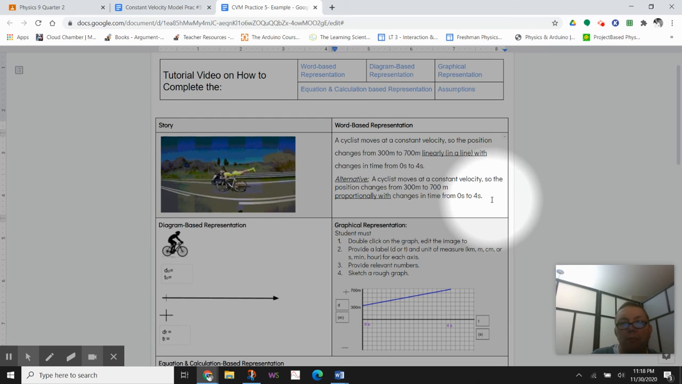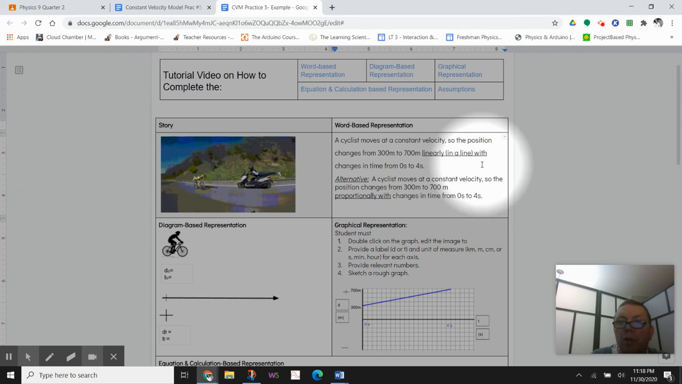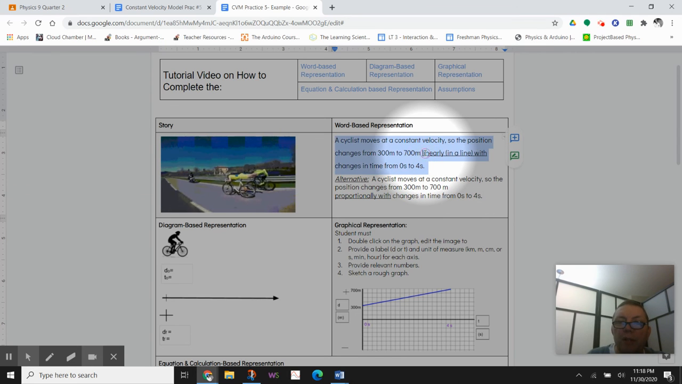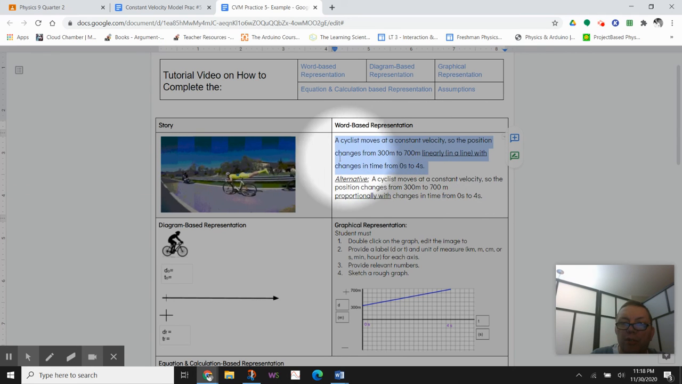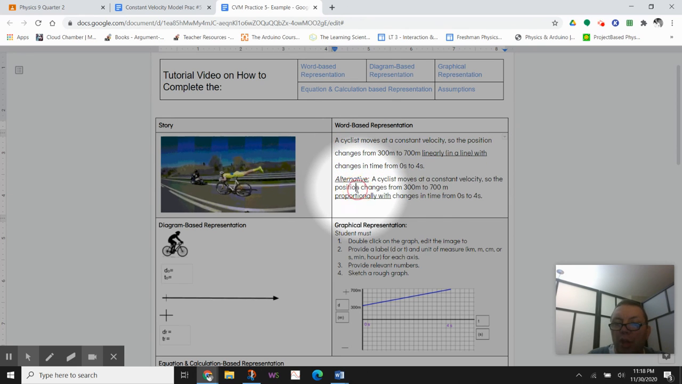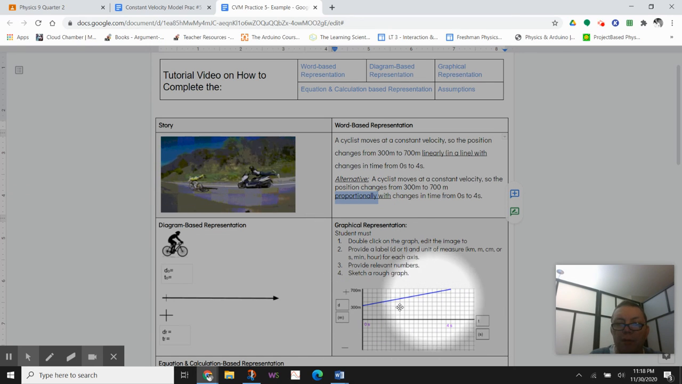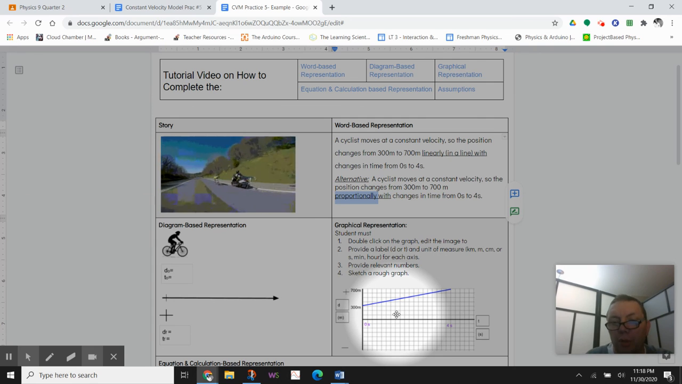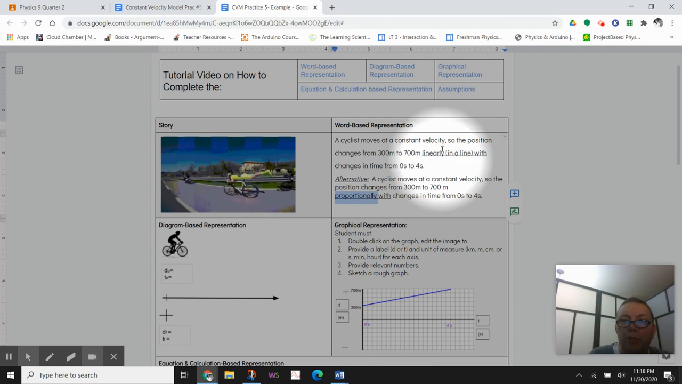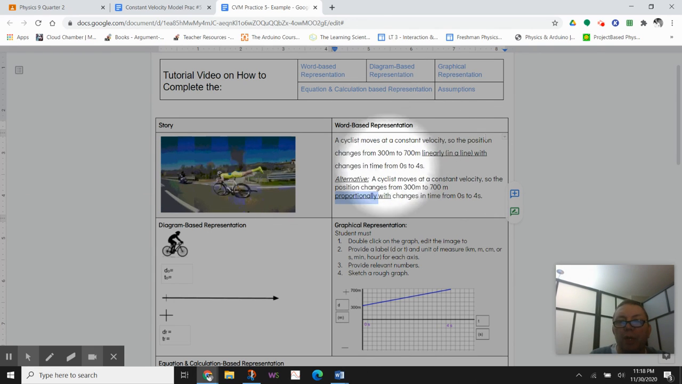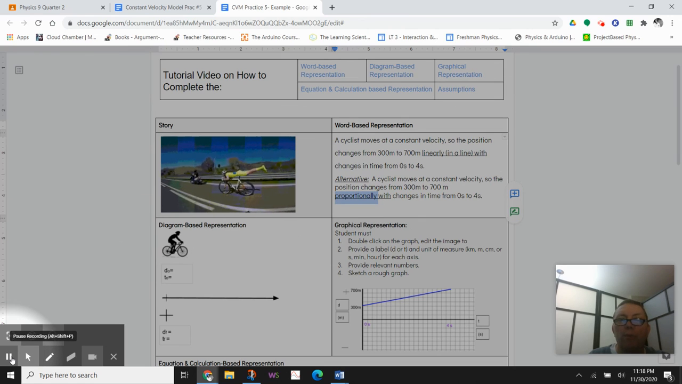That's it for the word-based representation. Note that we're trying to say that something changes linearly, or there is a change that is proportional to something else. So as the time continues on, the change in position gets larger and larger. That's what we're really trying to do with these sorts of questions. That's it for the word-based representation.